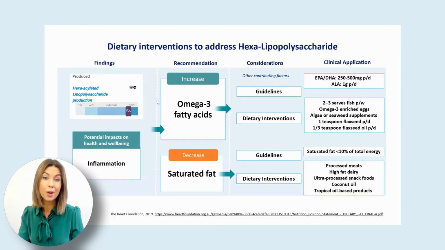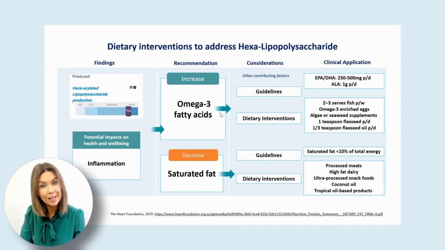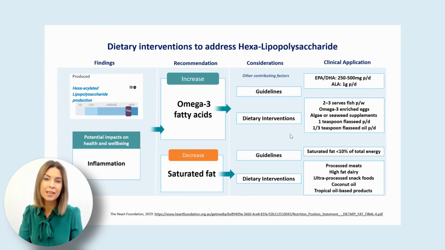So what are the clinical recommendations for an out-of-range result? If Hexa-LPS is found to be sitting within the high range within the Insight report, recommendations include an increase in omega-3 fatty acids to optimal levels, and increasing dietary sources such as oily fish or flaxseed. Inversely, decreasing saturated fat within the diet through reduction of common dietary sources such as processed meats, high-fat dairy, ultra-processed snack foods, coconut oil and tropical-based oil products will help to decrease saturated fat intake.